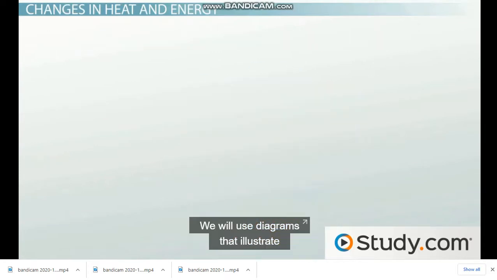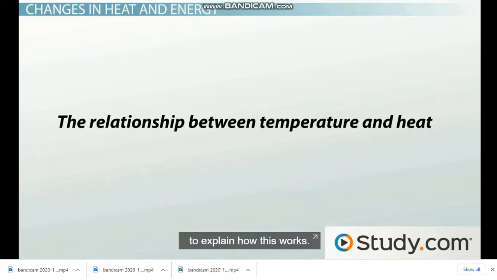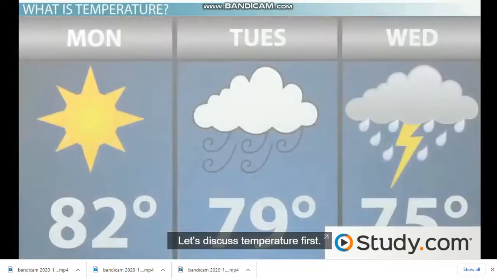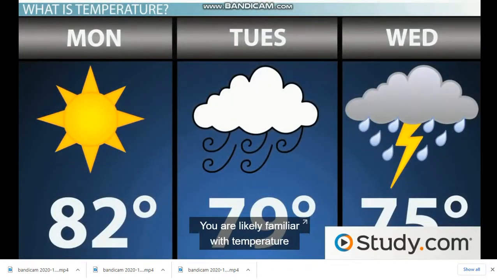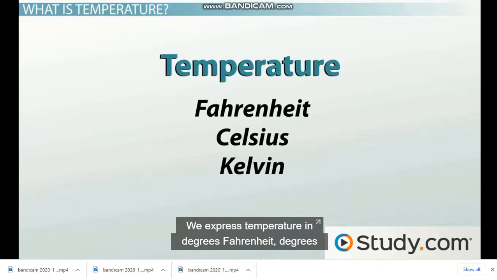We will use diagrams that illustrate the relationship between temperature and heat to explain how this works. Before we do that, however, we need to describe the relationship between temperature and heat. Let's discuss temperature first. You are likely familiar with temperature as it is a common topic of conversation. We express temperature in degrees Fahrenheit, degrees Celsius, and even Kelvin, which is an absolute scale.